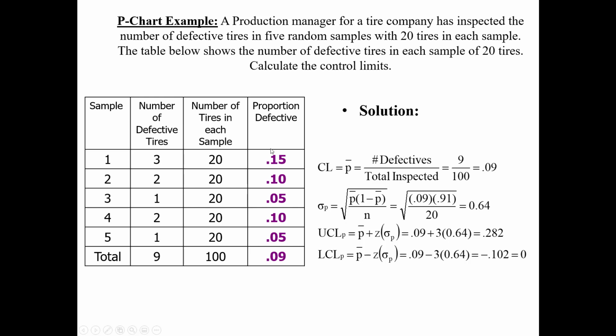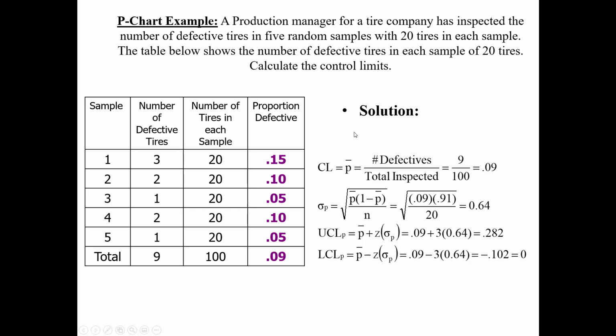You can also calculate the proportion. How do you calculate it? Easily: dividing 3 by 20, you get a proportion defective of 0.15. 2 divided by 20 gives a proportion of 0.10. 1 divided by 20 gives a proportion of 0.05. Similarly, you can calculate the proportion of defective tires for each sample.